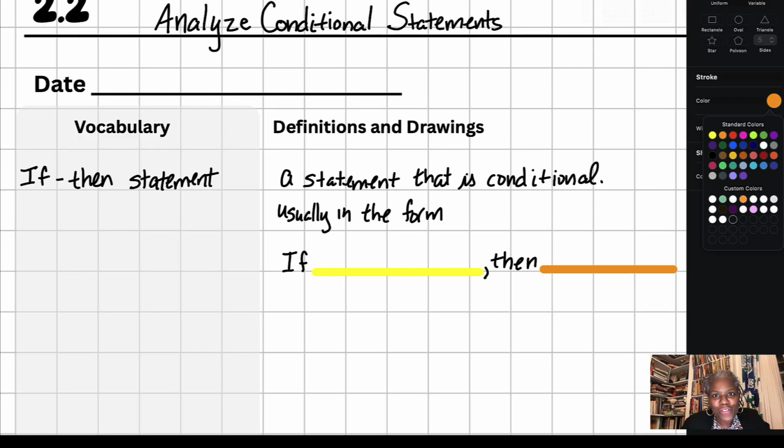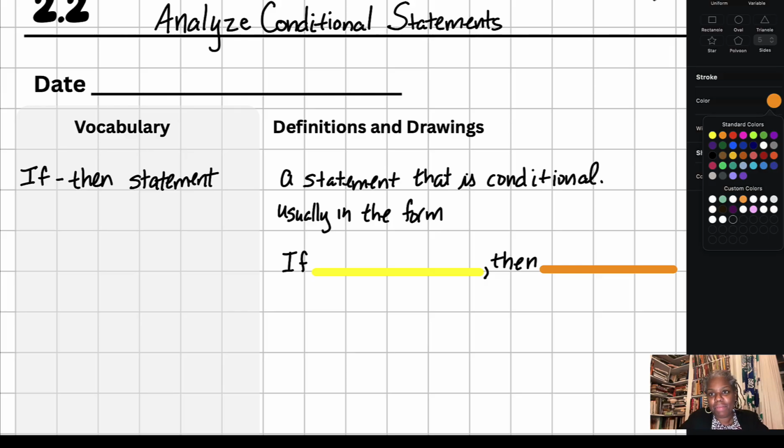So our first vocabulary phrase is going to be an if-then statement. Basically, an if-then statement is a statement with a condition, sometimes called a conditional statement. It's usually in the form of if something, then something. Like, if we go to school, then we will learn. That's an if-then statement. If it's a holiday, I am going on vacation. That's an if-then statement. So if one thing, then something else is going to happen.